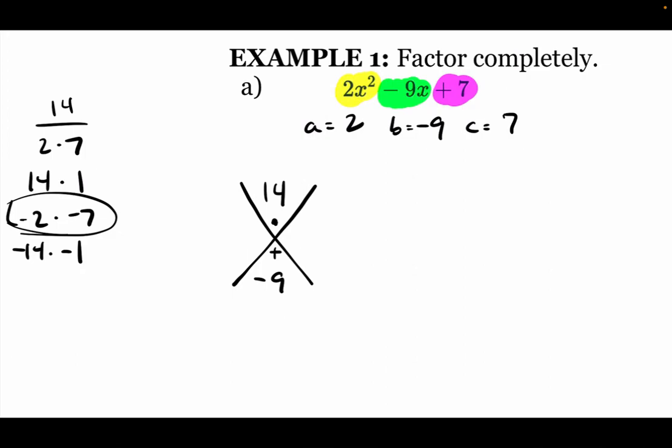Okay, so that's the pair we want. Now we're going to put one on the left, one on the right. Which one goes where? It doesn't matter. You can start with -7 or you can start with -2, as long as one of them is -7 and one of them is -2.